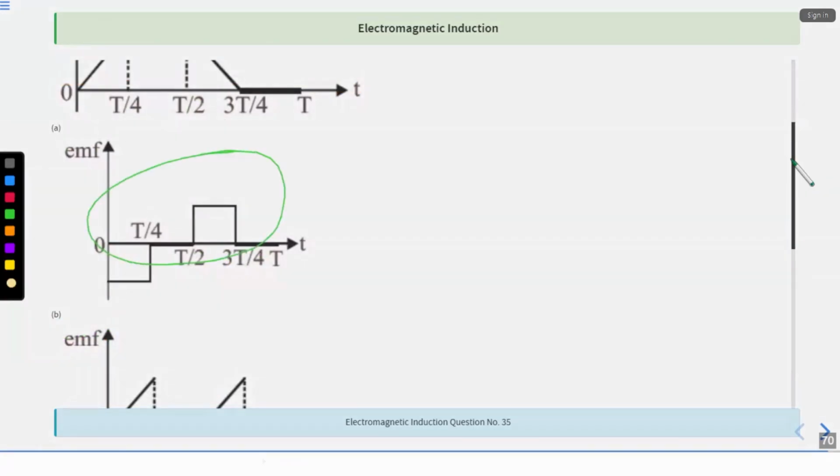This one, initially negative, then 0, then positive, and then 0. So option number A is our correct answer to this question. Okay. So this was the last question for today.